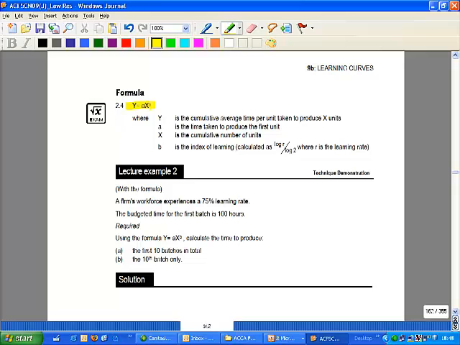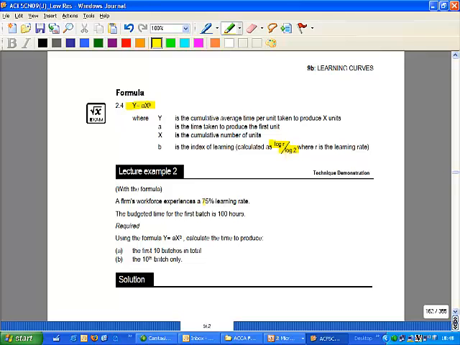of learning. Now we calculate that by saying log r, where r is your learning rate, so in our last example log 0.75, divided by log 2. Now that gives us y, and y is the cumulative average time to make x amount of units. So let's have a look at using our formula in example 2.